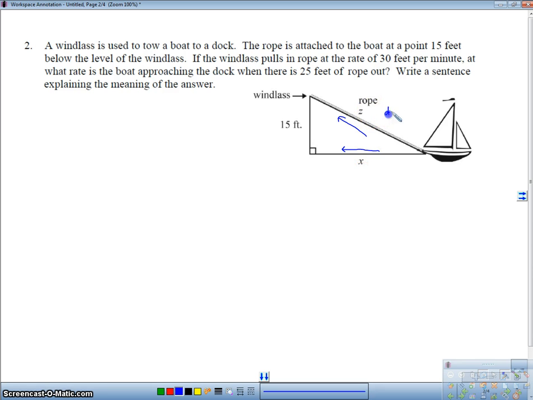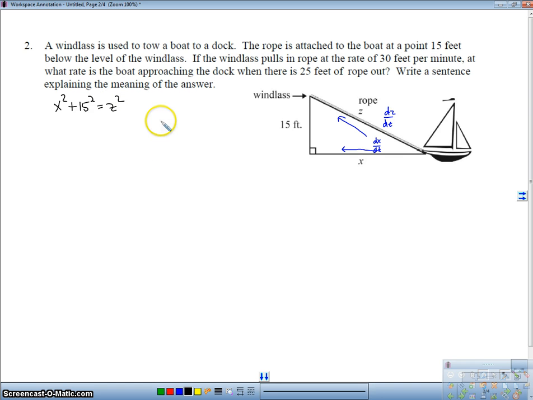This right here is going to be dz dt. That's what's going to be moving in that direction. This right here is dx dt, and that's the rate at which it's moving in this direction. So the boat's moving in this direction, and the rope is being pulled in, and they're both following these arrows. And these represent the rate. So now I see it's a right triangle, so I pretty much know that I'm going to use the Pythagorean Theorem. So I know that x squared plus 15 squared is equal to z squared.